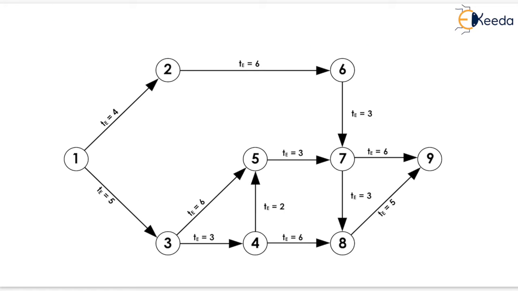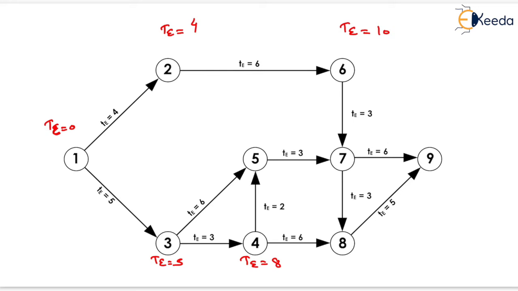If initial time is not given, then we can assume this time as 0, that is the earliest expected time of event 1 is 0. Now we can write the earliest expected time of second event, that is 0 plus 4 equals to 4. Similarly, we can determine the TE of sixth event. It will be equals to 4 plus 6, that is 10. Now we can determine the TE for the event 3, that is 0 plus 5 equals to 5. Similarly, TE for event 4 will be equals to 5 plus 3, that is 8.